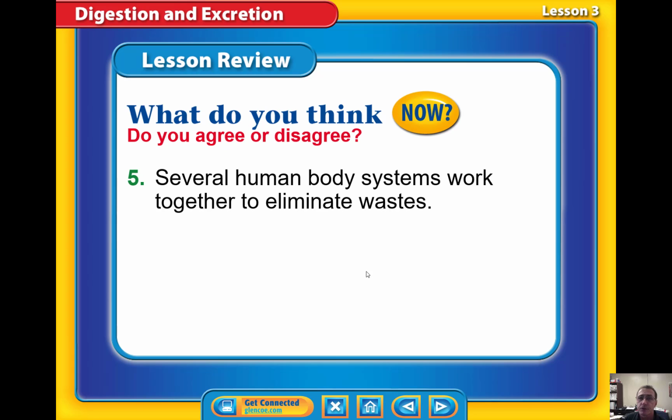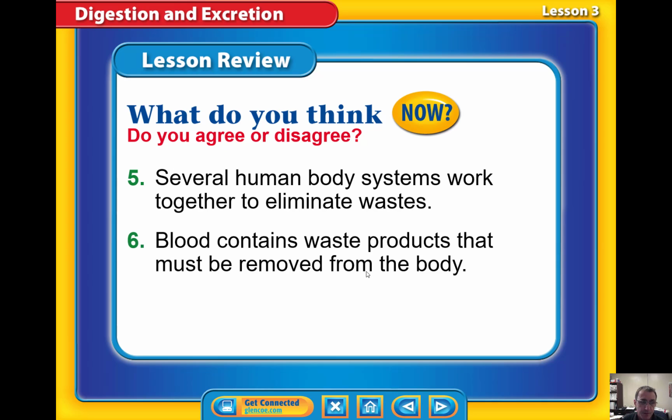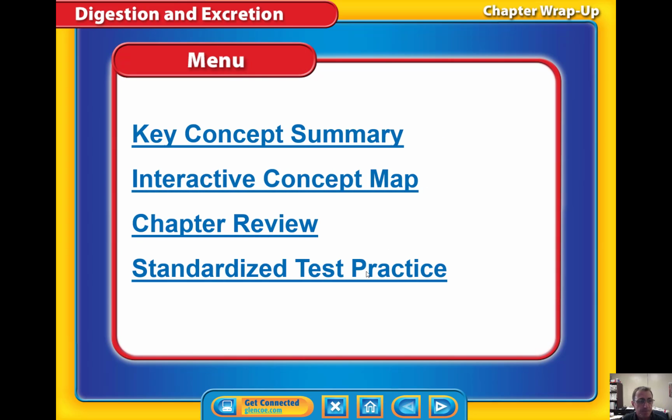And what do you think now? Do you agree or disagree? Several human body systems work together to eliminate waste. Hopefully you're going to agree with that, and hopefully you'll even know that there are four of those body systems. Blood contains waste products that must be removed from the body. Agree or disagree? Hopefully by now you should clearly agree. All right, and there you go.